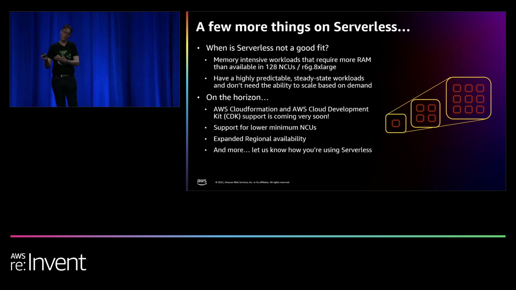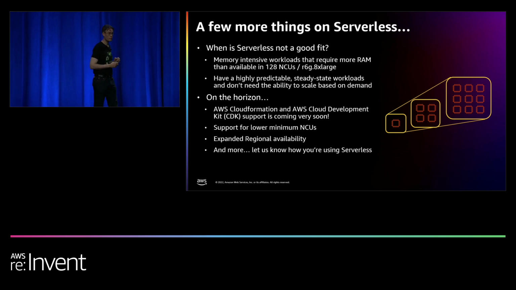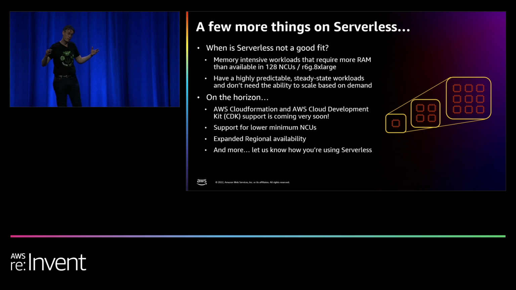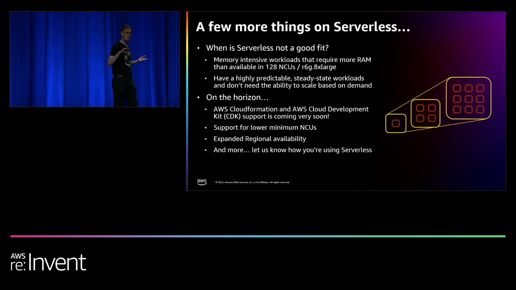The largest instances that Neptune offers today are an R5 24XL. So if you have a graph use case and you're already using a larger instance, or you have particularly memory-intensive queries, then your workload may not fit into the maximum size of Neptune Serverless. The other reason you might not want to use it is that you have a very predictable workload. If your workload is steady state and constant, you may find that using a provisioned instance is a better option.